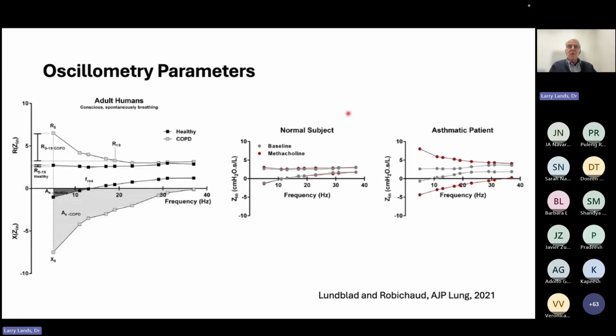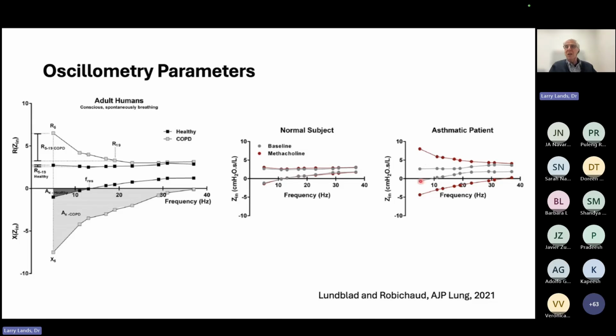If we focus first on the middle panel, which is a healthy subject, you can see that there really is no change in resistance with frequency, so it's frequency independent. You can see that the reactance at low frequency is quite small. The resonant frequency occurs at a fairly low frequency, and so the area is quite small, and there's no change. Here it was using a methacholine challenge.